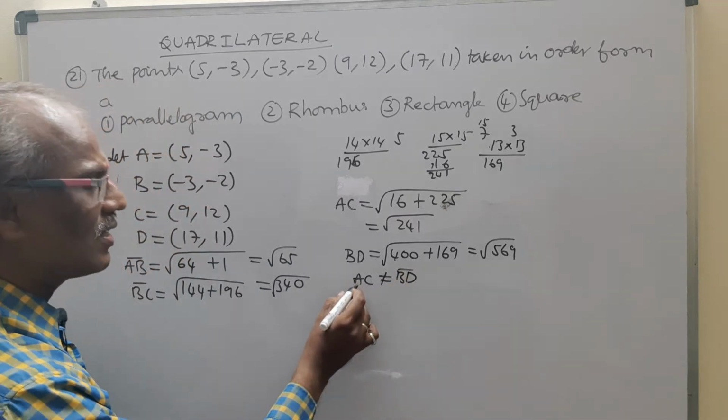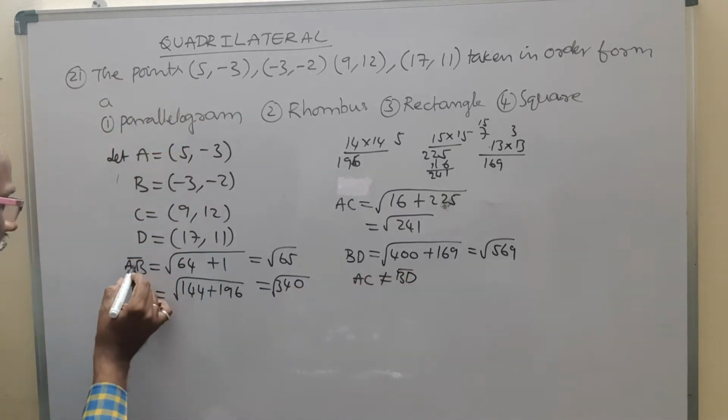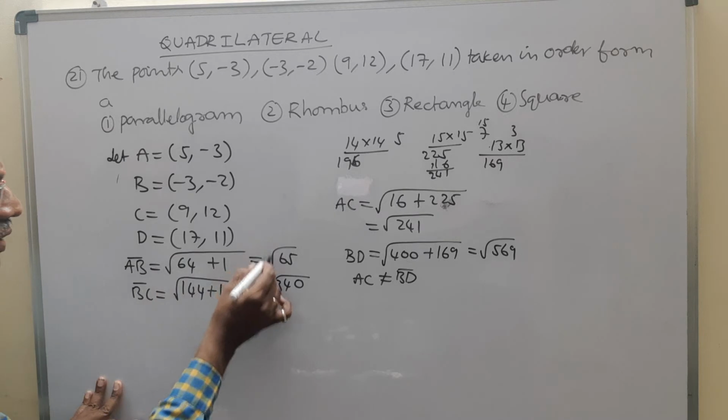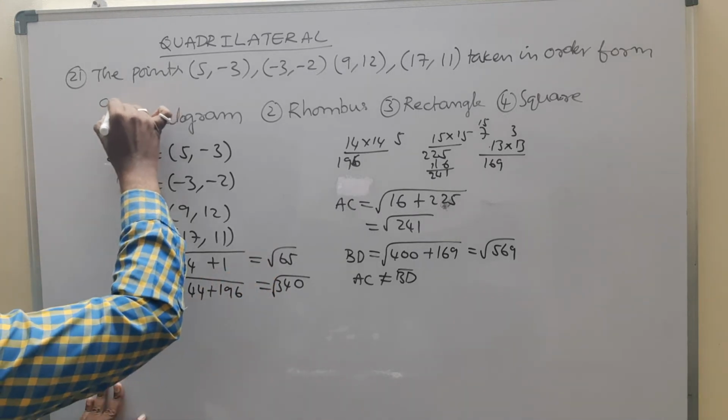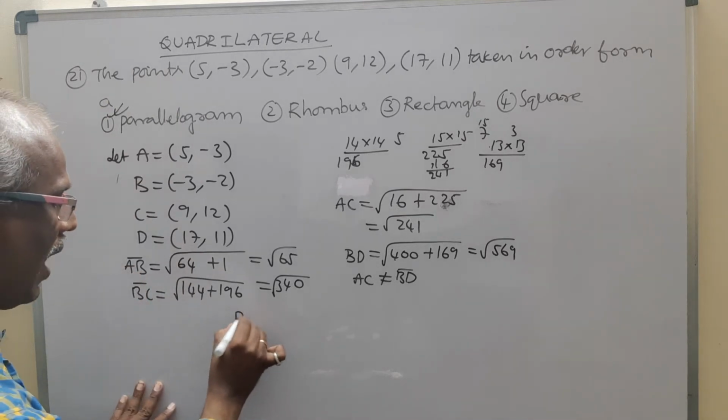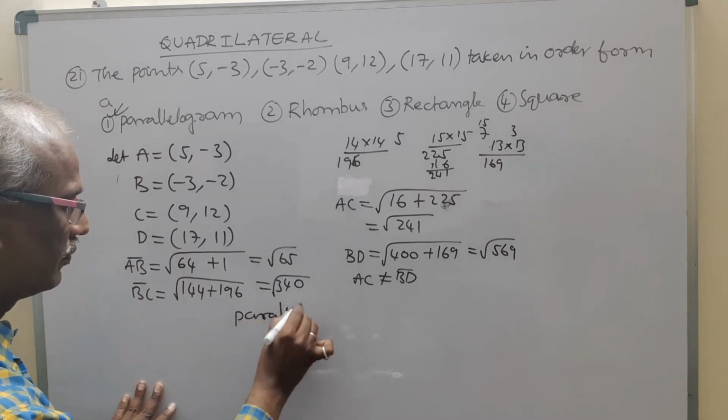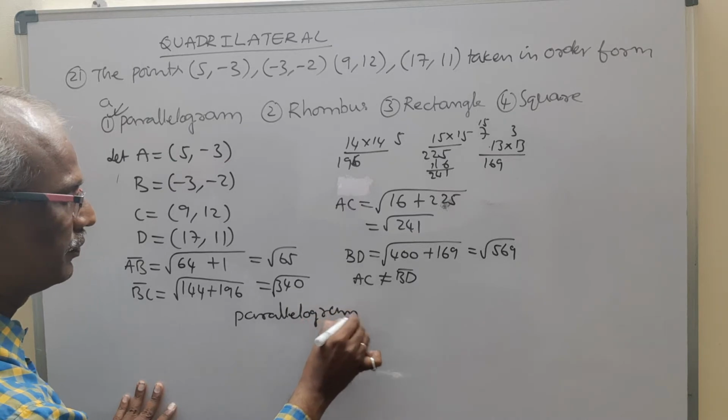If the diagonals are not equal and the adjacent sides are different, then the quadrilateral is a parallelogram. Answer, parallelogram is correct.